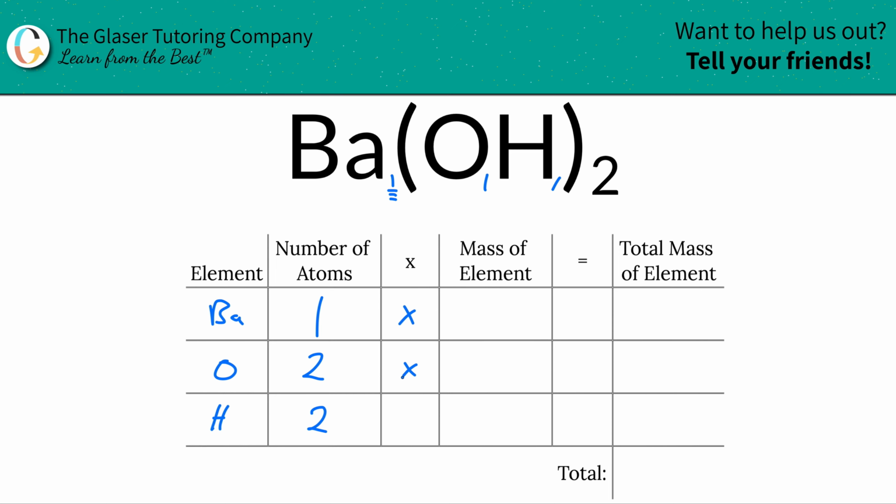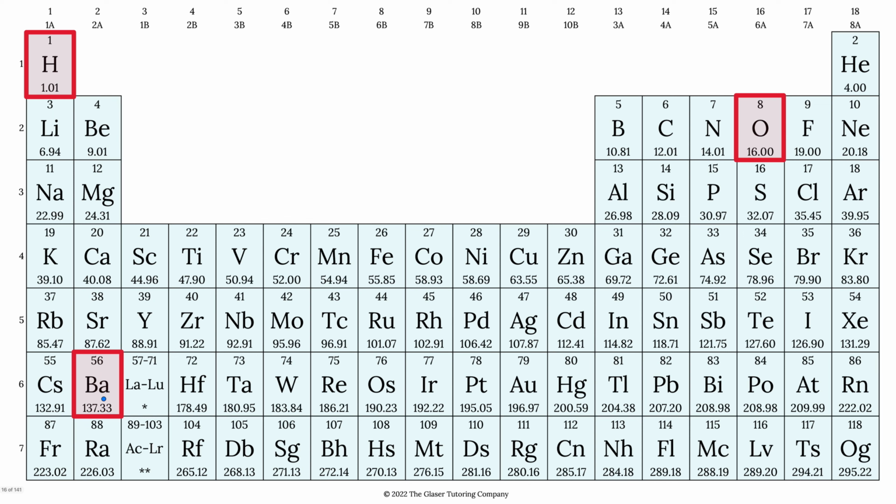Then we're going to take those numbers of atoms, and now we're going to multiply them by the mass of each particular element. That's where the periodic table comes in, so let's take a look. So the periodic table here says that barium has a mass of 137.33. Now that could be in grams per mole if you're calculating molar mass, or in AMU if you're calculating molecular mass, right? Oxygen is 16, and then hydrogen is about 1.01.